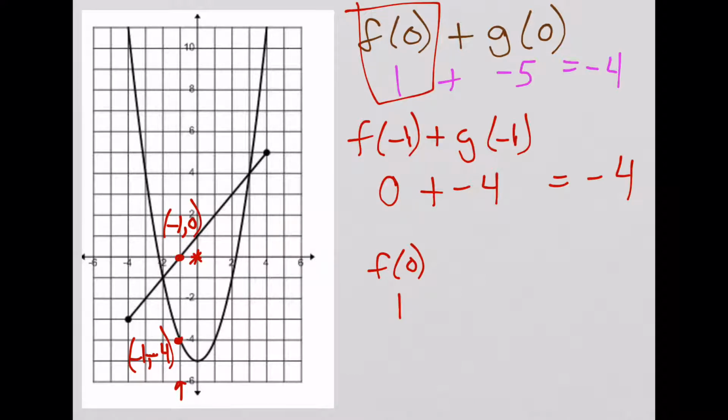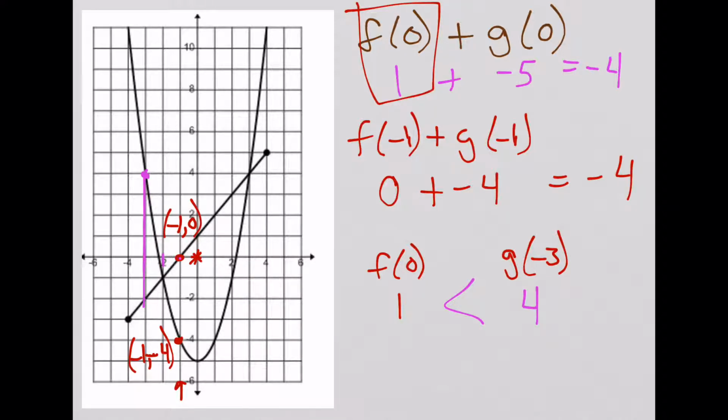F of 0 is 1, and we want to know if that is bigger than g of negative 3. Well, let's go over here on the graph and find it. 1, 2, here's negative 3. That's f, so I'm going to go on up here to g, and I cross when y is 4. So it looks to me like g of negative 3 is greater.